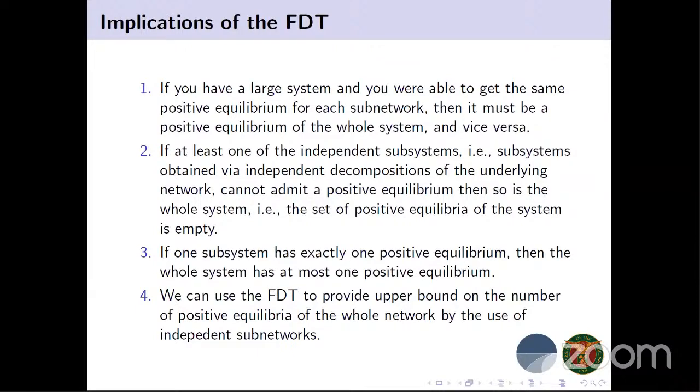And number three, if one subsystem has exactly one positive equilibrium, then the whole system has at most one positive equilibrium. And number four, we can use the FDT to provide an upper bound on the number of positive equilibria of the whole network by the use of the independent subnetworks. So these are some of the implications of the FDT.